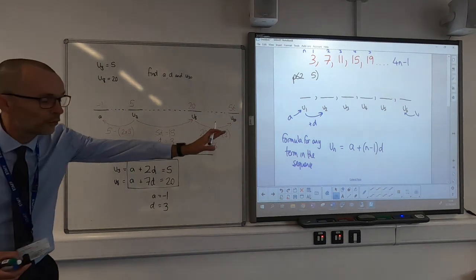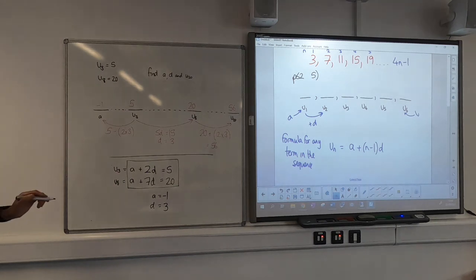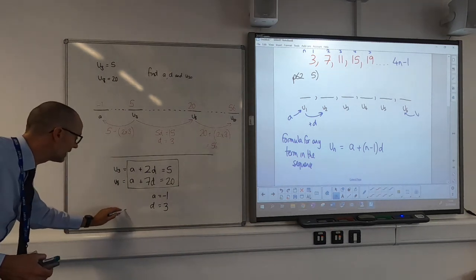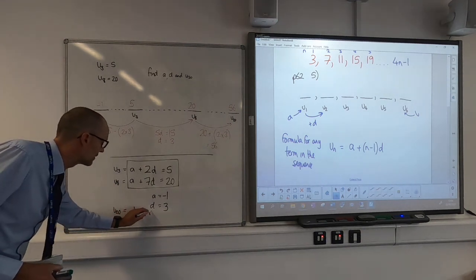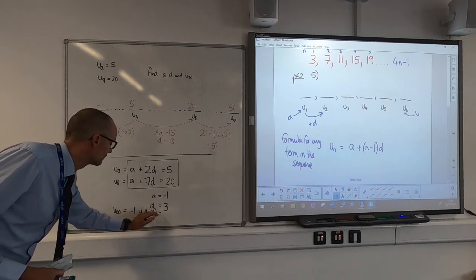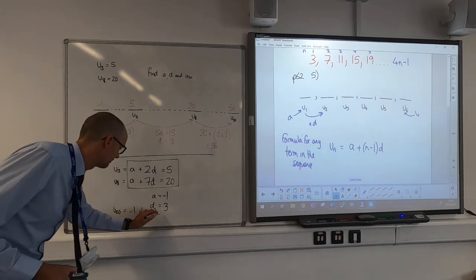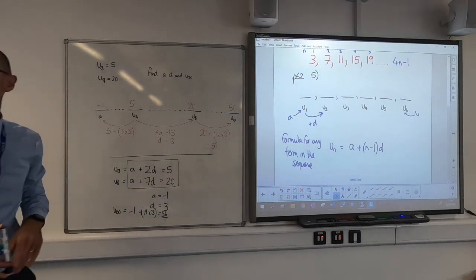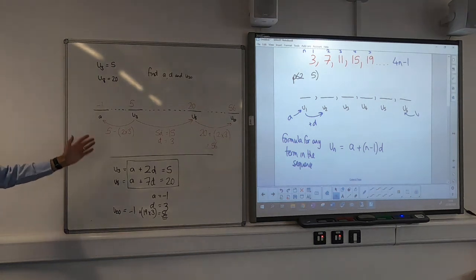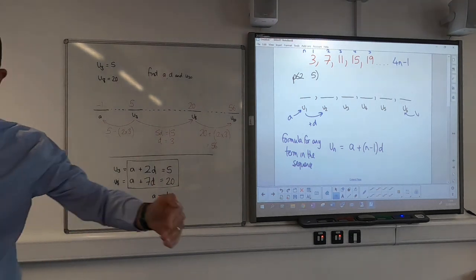And then I can just use the formula again to work out the 20th term. So U20 is the first term, minus 1, plus 19 jumps. So I offer you 2 approaches, the picture approach or the straight algebra approach using that formula. The formula says that to get to any term in the sequence, you do the first term, and then you've got n minus 1 jumps.